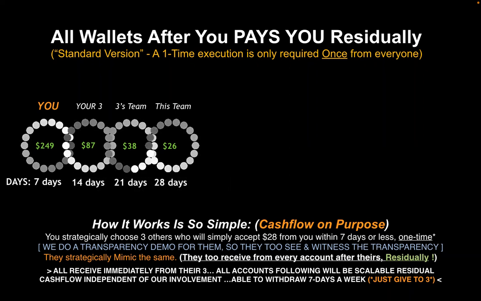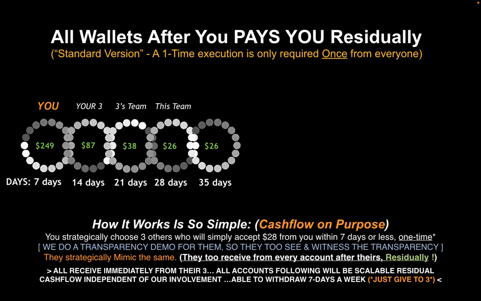Now, my goal is within 5 weeks or less. Even though there's a whole lot more money on the table, I want to just get people to where they're at least getting $500 cash quick, in 5 weeks or less. This is with everyone taking 7 days to do their one-time execution. And through 5 weeks, look at what is bringing your ongoing residual cash flow.